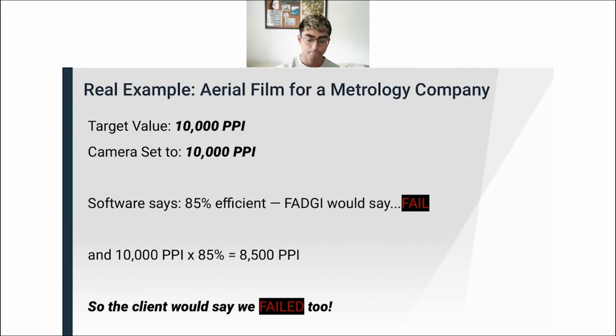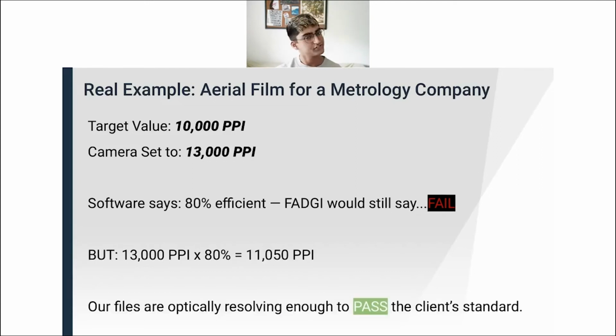So what did we do? We upped that camera system to a 13,000 PPI setup. And our efficiency actually dropped even further. We got 80%. So FADGI would say, you absolutely failed again. But 80% of that 13,000 puts us at 11,050 PPI. So we actually passed the client standard for that.